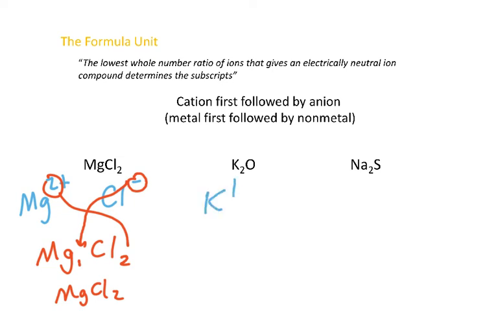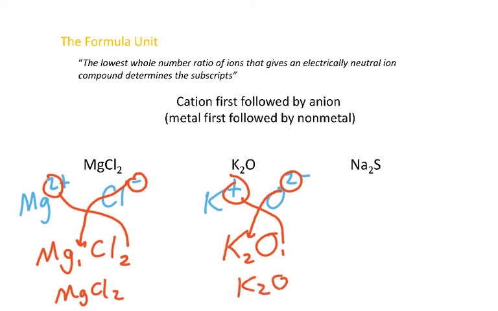If we go here to K+ and O2-, the 2 goes here and the 1 goes here. All right, so that's a nice little trick. Bring down the opposite charges to become subscripts. And we'll do more practice with these, I promise.